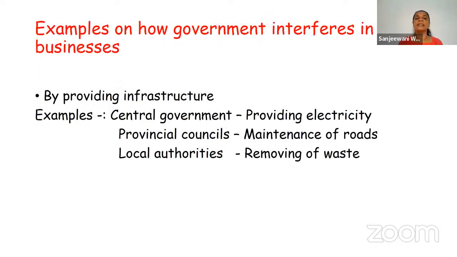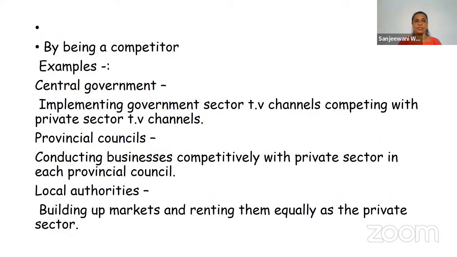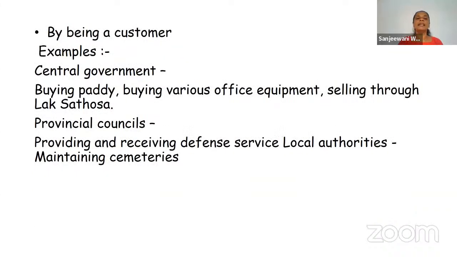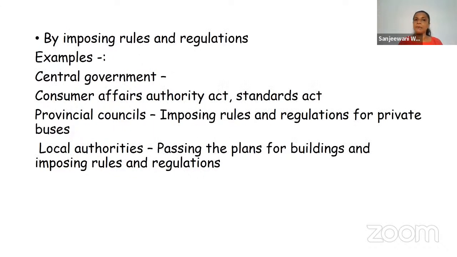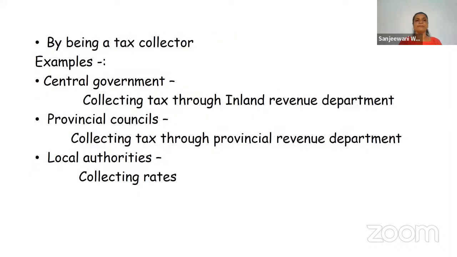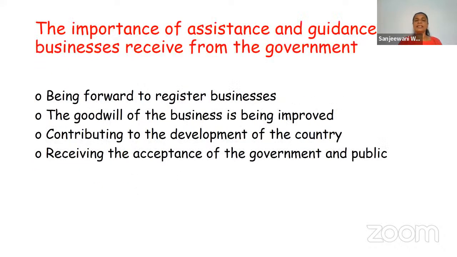now these are the examples on how government interferes in businesses, children, right? So first thing, by providing infrastructure. Second one, by being a competitor. Then third, by being a customer. Then fourth one, by forming policies. Then by imposing rules and regulations. Then by being a tax collector, right? So these are the ways.